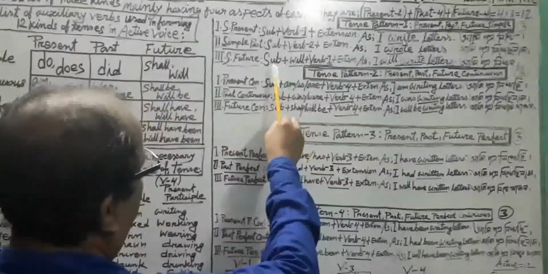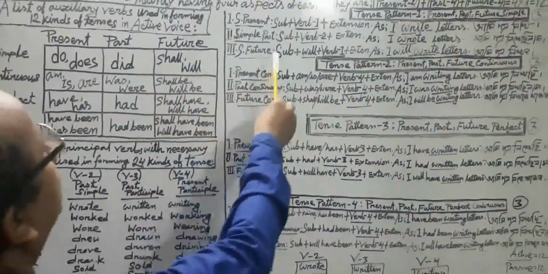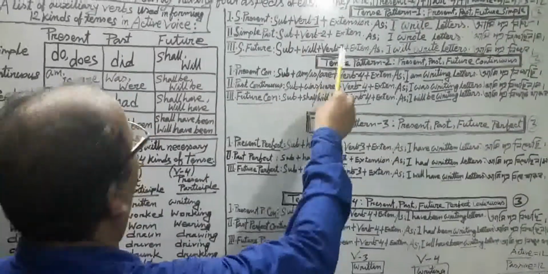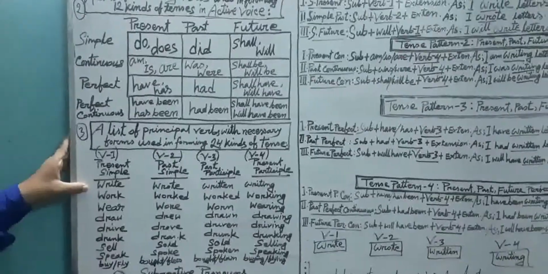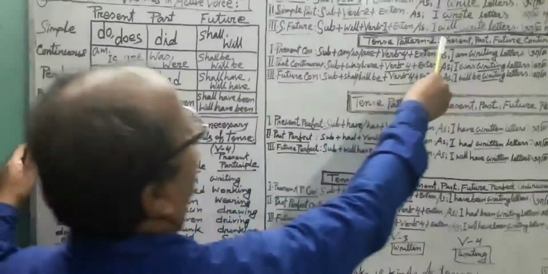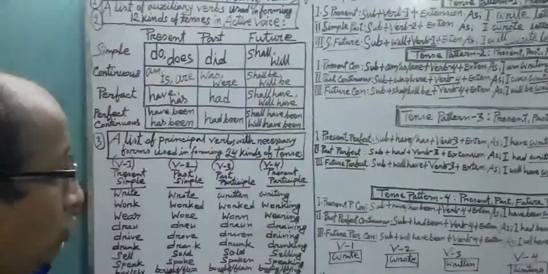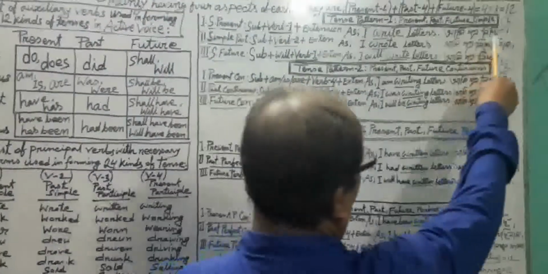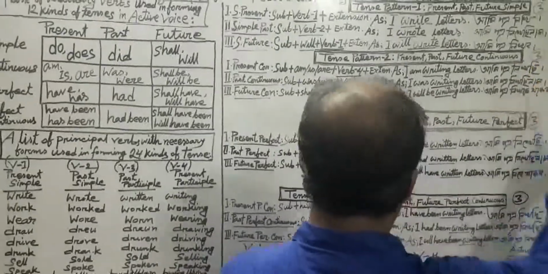For future simple: subject shall or will, here you see for future simple shall or will auxiliary, then verb 1, means once again present simple. We are using the present simple form for making future by using auxiliary shall or will. Here I have used auxiliary will for making it future simple. So in Bengali, আমি পত্র লিখেছিলাম, আমি পত্র লিখি.